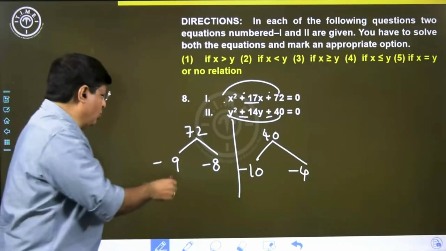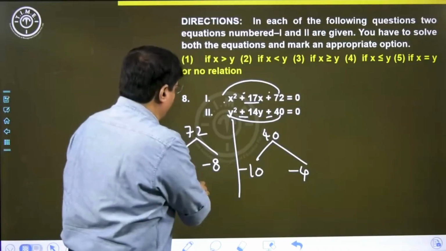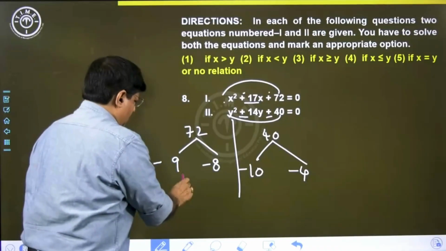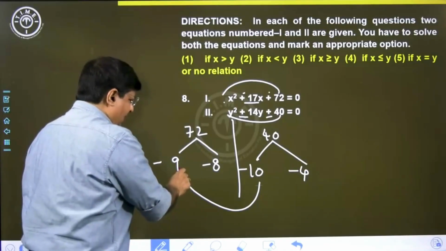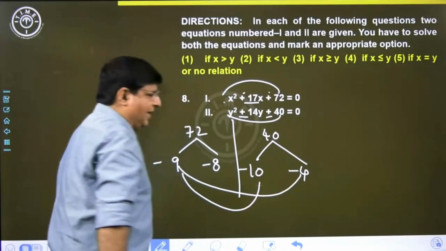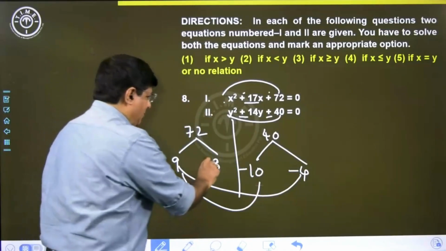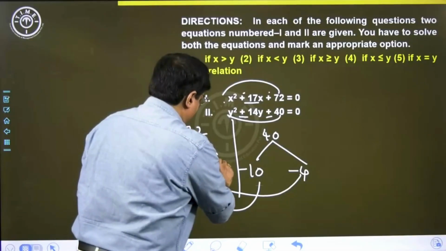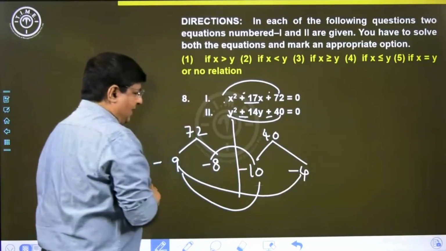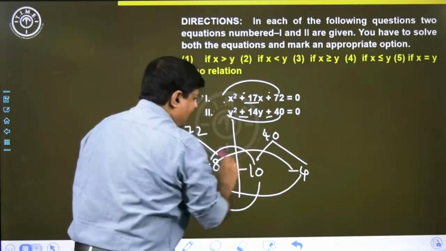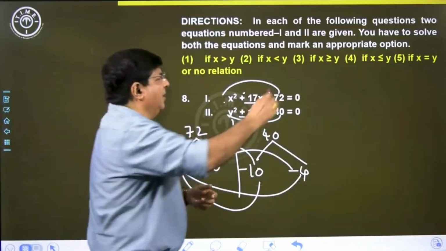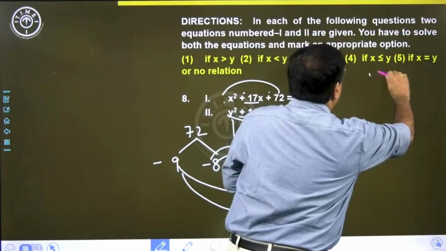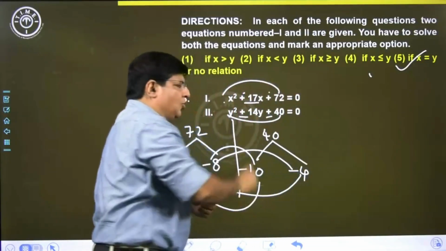So now compare the roots. Minus 9 greater than minus 10, minus 9 less than minus 4, minus 8 greater than minus 10, minus 8 less than minus 4. So actually you are not able to compare. The answer is choice 5, where there is no relation.